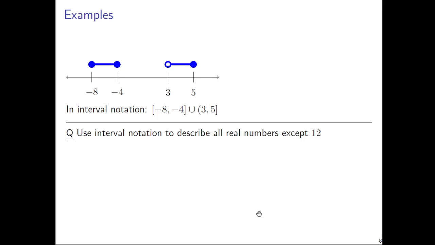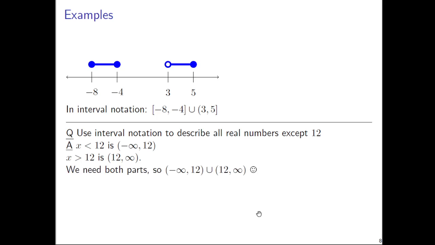Now let's use interval notation to describe all real numbers except 12. So the numbers that are smaller than 12, that would be parenthesis negative infinity comma 12 parenthesis. The numbers that are bigger than 12, this would be parenthesis 12 comma infinity parenthesis. And we need both parts, so we'll use a union between these two intervals. So parenthesis negative infinity comma 12 parenthesis union parenthesis 12 comma infinity parenthesis. This is our way of getting really all numbers, including like 11.9, we get 12.2, we get 12.3, and so on by doing this.